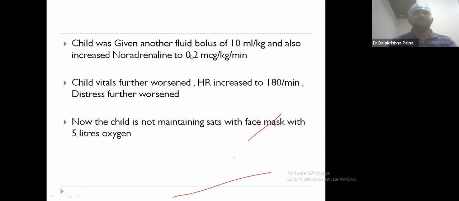So usually this child, we thought, okay, he might respond to fluid. So we have tried another fluid bolus of 10 ml per kg. We also increased noradrenaline to 0.2 mg per kg. Vitals further worsened, his heart rate further worsened to 180, distress also worsened. Now the child is even not maintaining sats with face mask also. So with 5 liters, we have increased to 10 liters also, still the child is not maintaining.